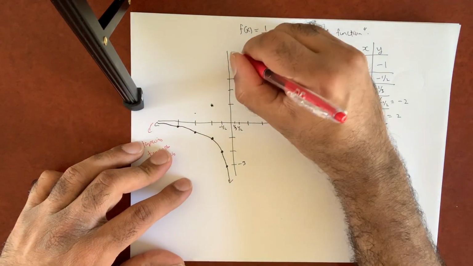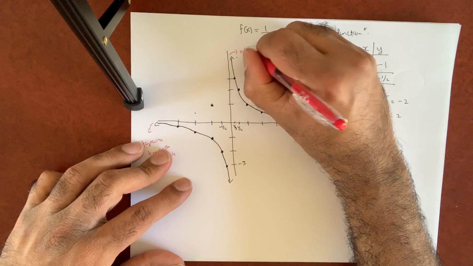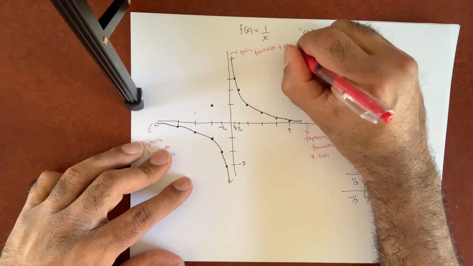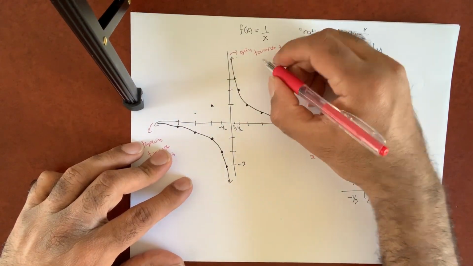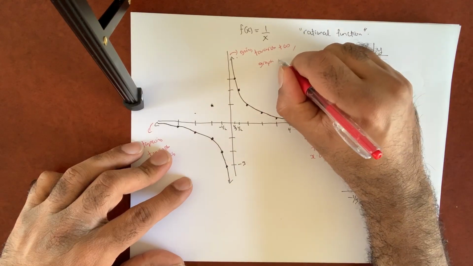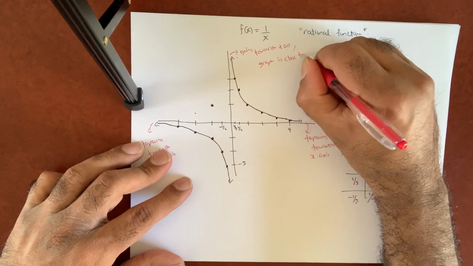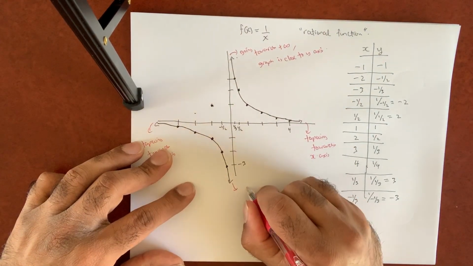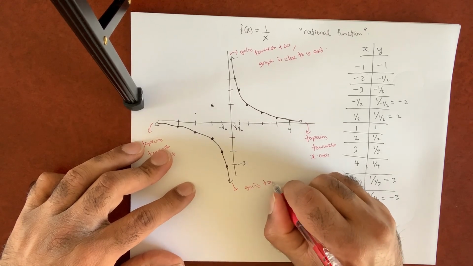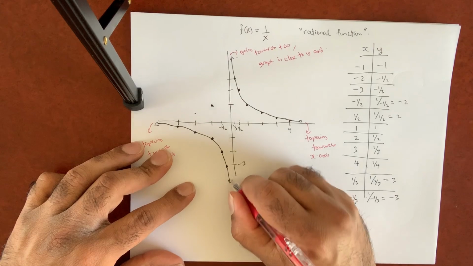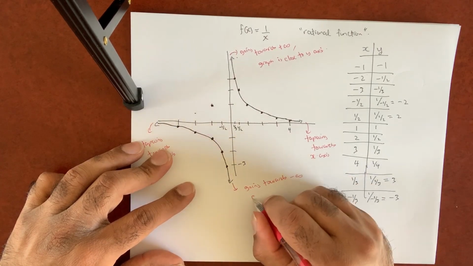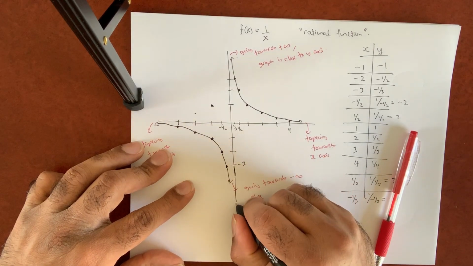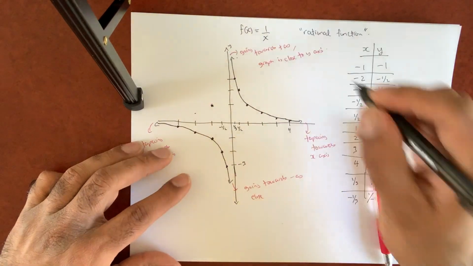So here, this is going to go towards positive infinity because it's growing, and the graph is getting very close to the y-axis. Similarly here, you're going towards negative infinity, and you're getting closer and closer. You're never actually going to touch the y-axis here. Notice why is that?